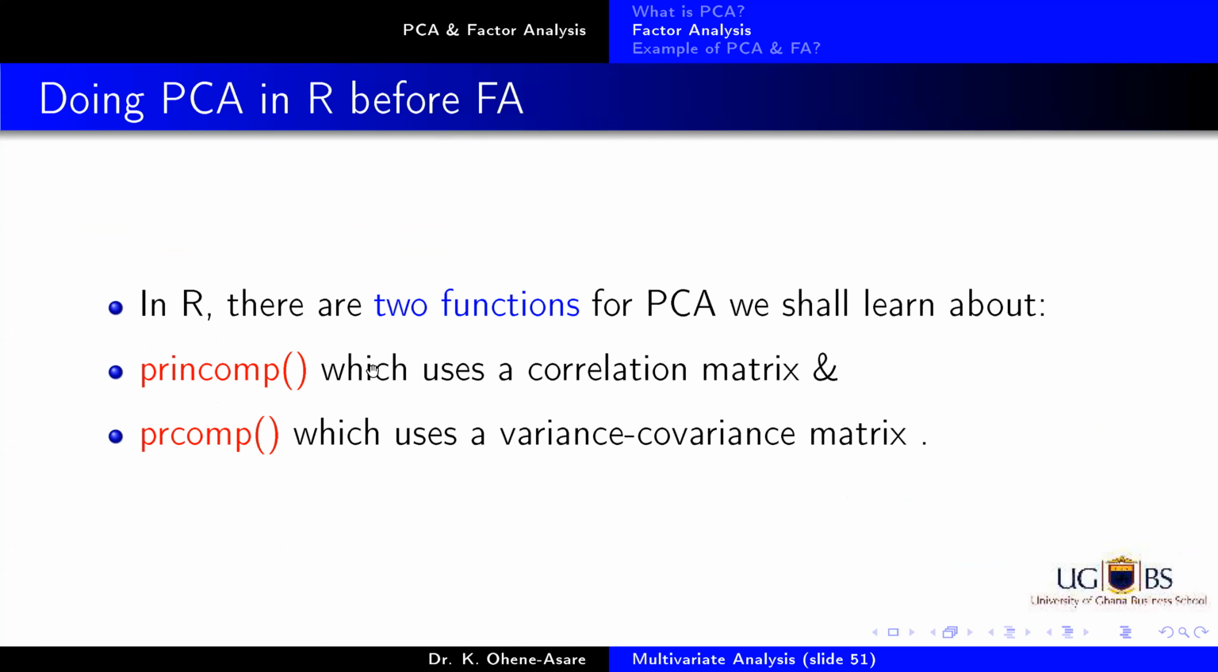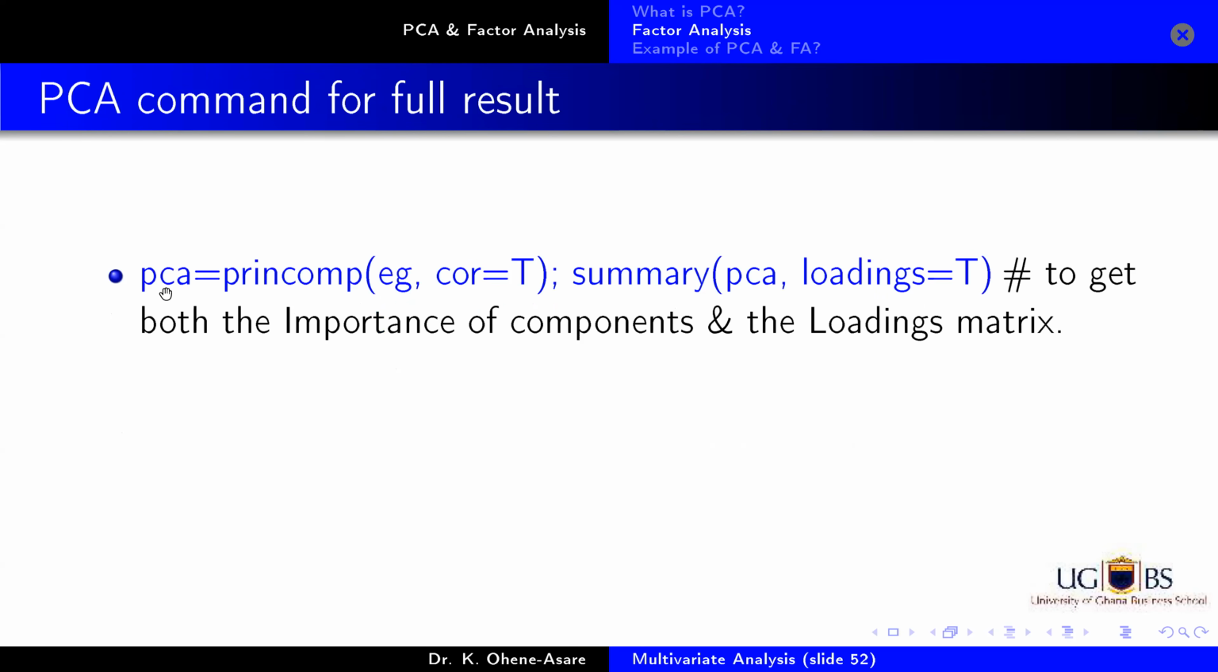I do not recommend using the variance-covariance matrix. So we are going to use a correlation matrix to do the principal component analysis, which means we are going to use the command princomp. Let's go to R and type this command to generate the principal component result. You just want to call it PCA. So let's go to R and type this command there.